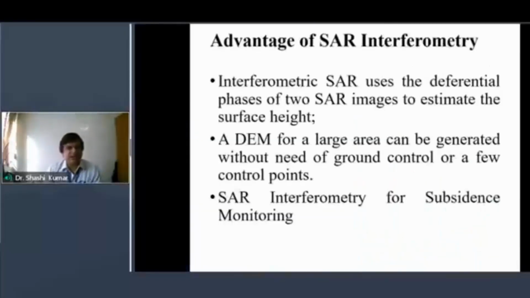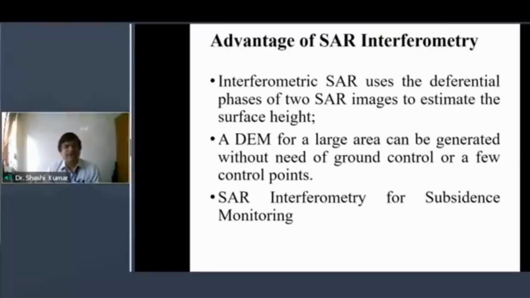There are several advantages of interferometry. Interferometry uses the differential phase of the two SAR images to estimate the surface height. With the help of that, one will be able to generate the digital elevation model, or if very high resolution SAR images are there, not only the digital elevation model for the topography, it is also possible to generate the 3D view or the height information retrieval of objects on the terrain.